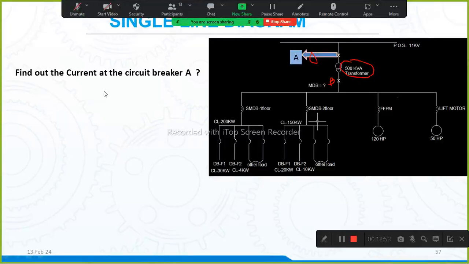Simple, the voltage level is in kV here. Okay, then already we have done a lot of things. Again you're asking me a question.